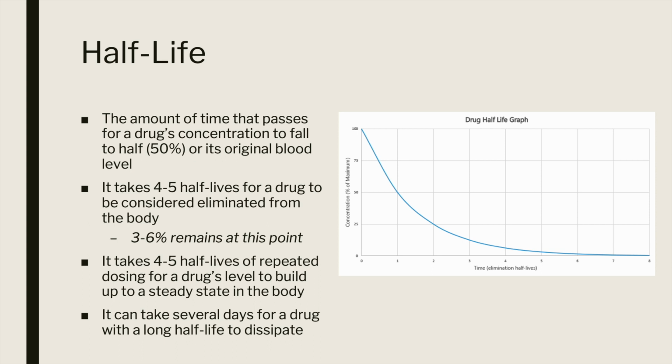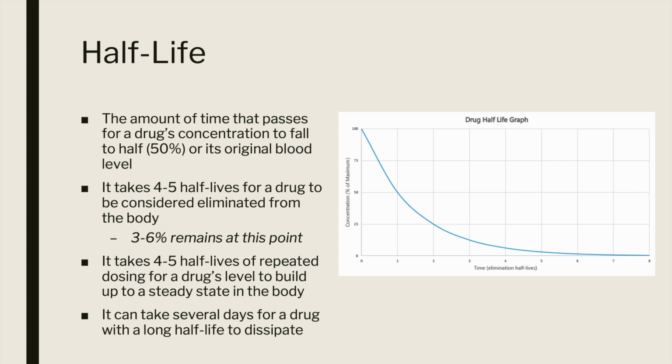So it takes about 4 to 5 half-lives for a drug to be considered eliminated from the body completely. And even at that point, it still is about 3 to 6% in the blood of concentration, but we consider that to be eliminated because that's such a small percent.